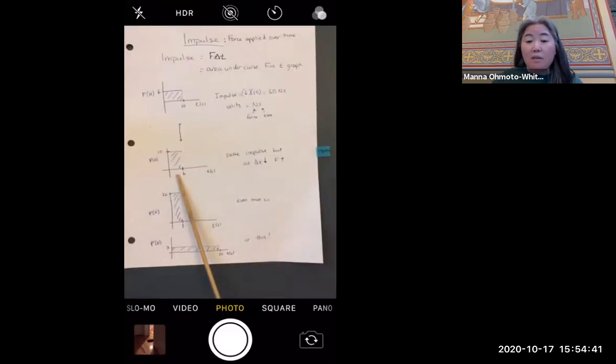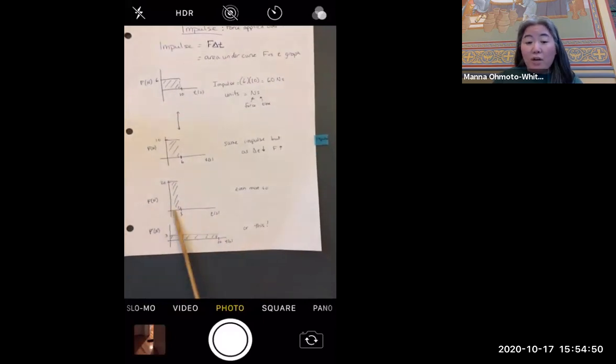Here I have the same impulse, but what's happened is that I've applied a greater force over a smaller amount of time. Or even a greater force, 20 newtons over 3 seconds. Or I could do even the opposite. I could apply a very small force, a 3 newton force, for a long period of time of 20 seconds. And all of this will generate the same amount of impulse.